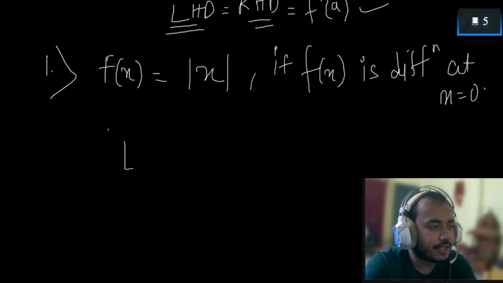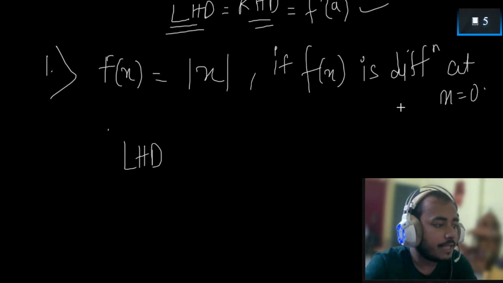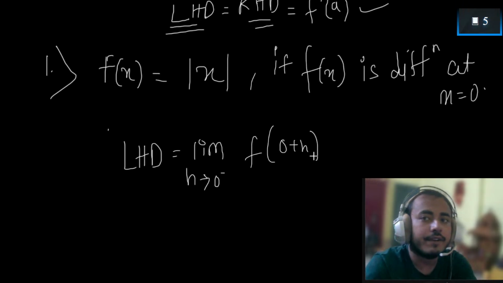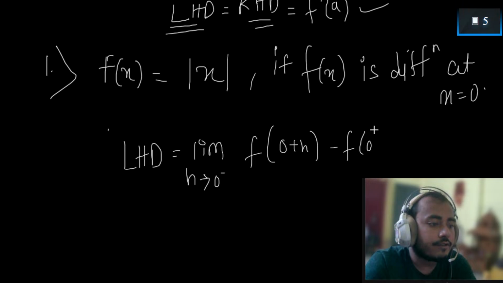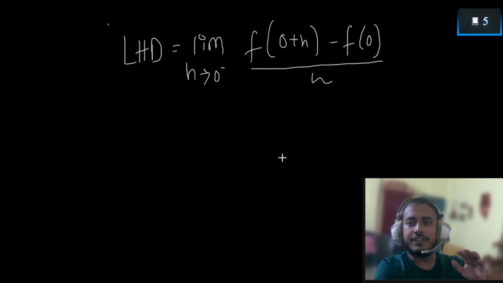So what would be the LHD? We want to find f dash 0, right? We want to check the differentiability at the point 0. So keep that in mind. LHD should be limit h tends to 0 minus of f of 0 plus h, then subtract f of 0, divided by h. Remember in the definition it was a, so right now it is 0. This is your required LHD.